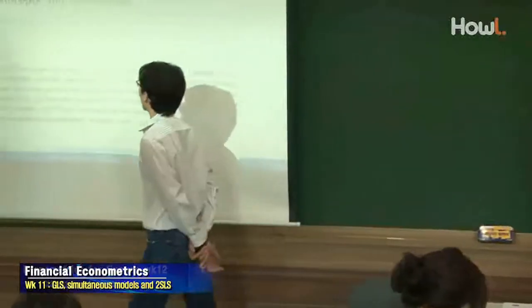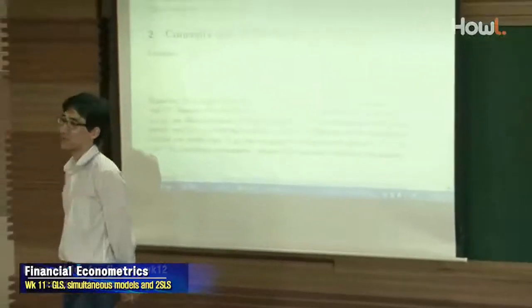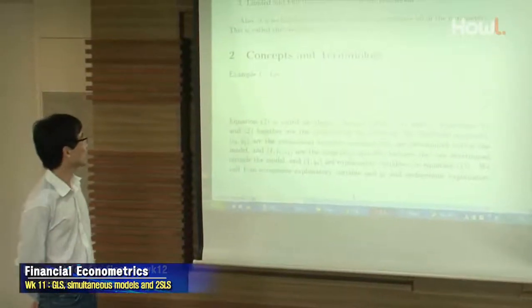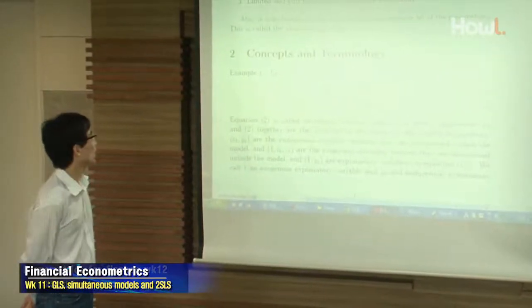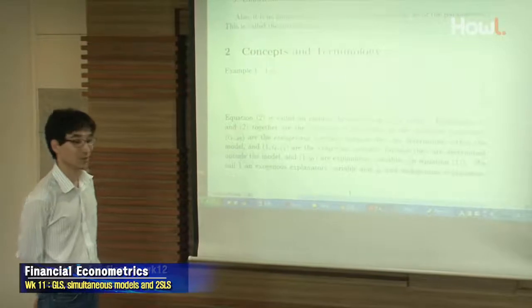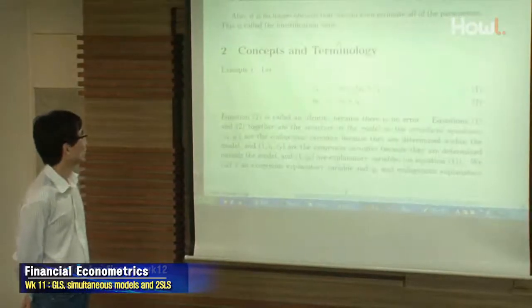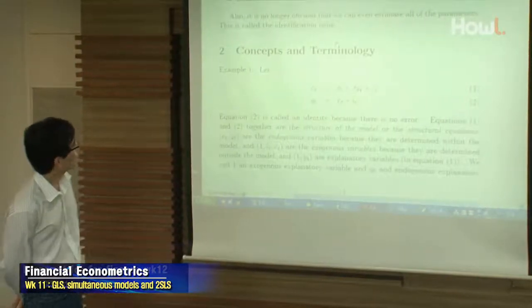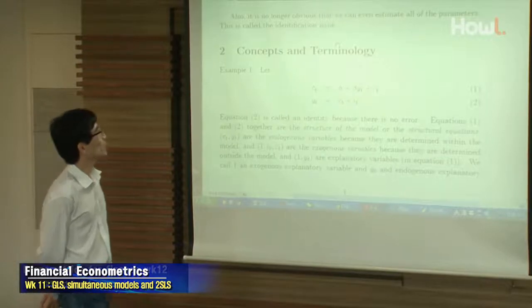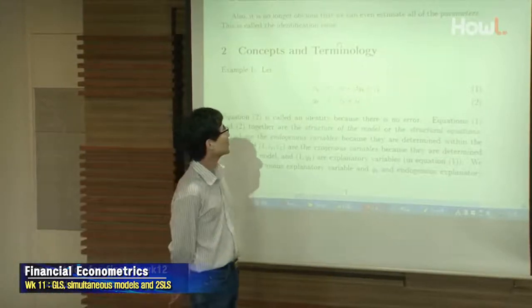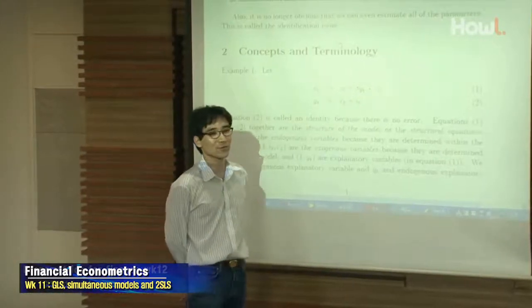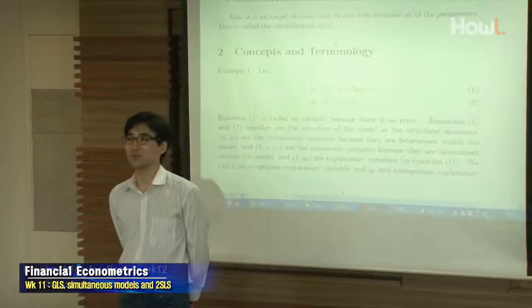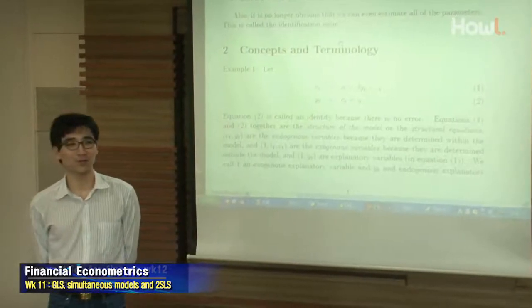So suppose we have this example. C_t equals alpha plus beta Y_t plus epsilon_t, where C_t is consumption and Y_t is income. So regression equation 1 means consumption is a linear function of income. Right? A linear function of income.